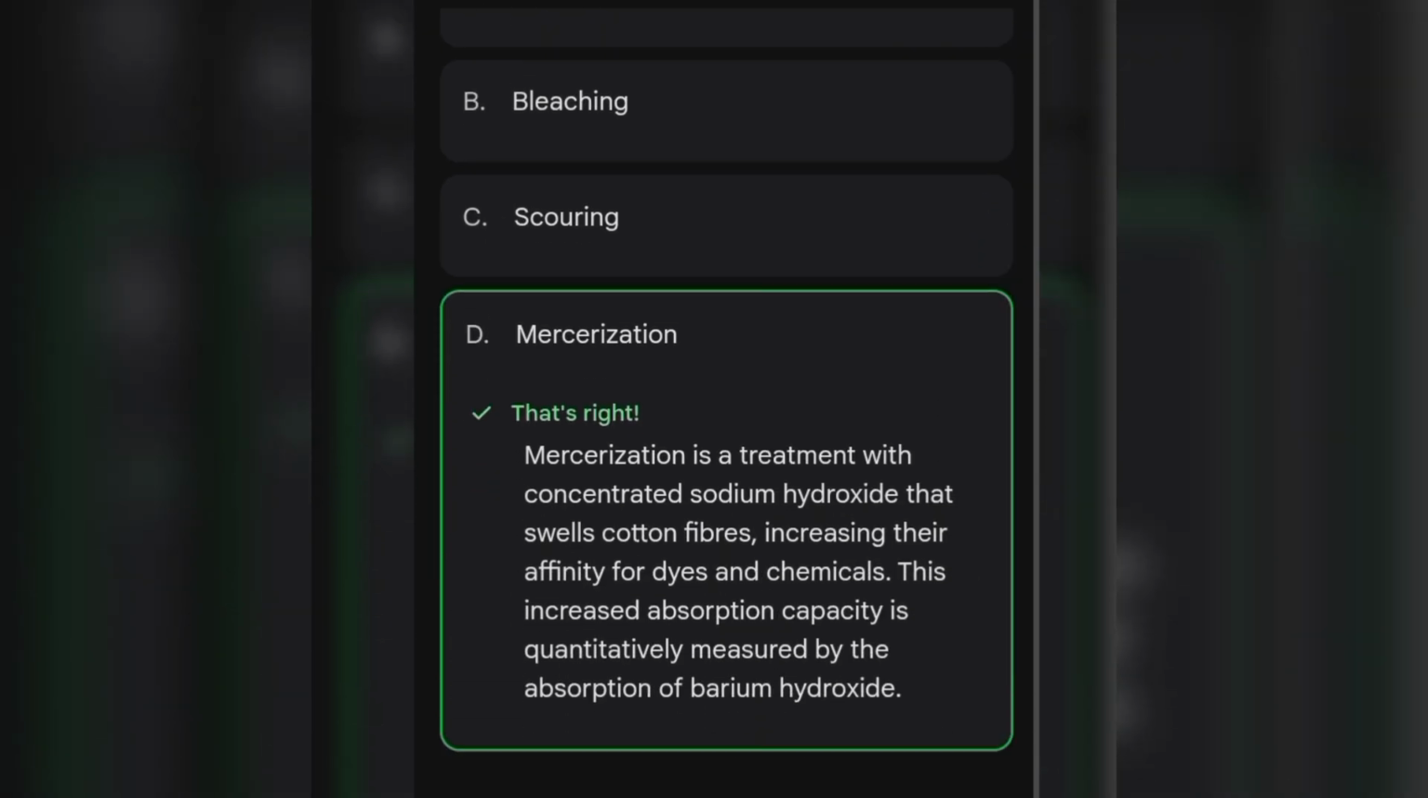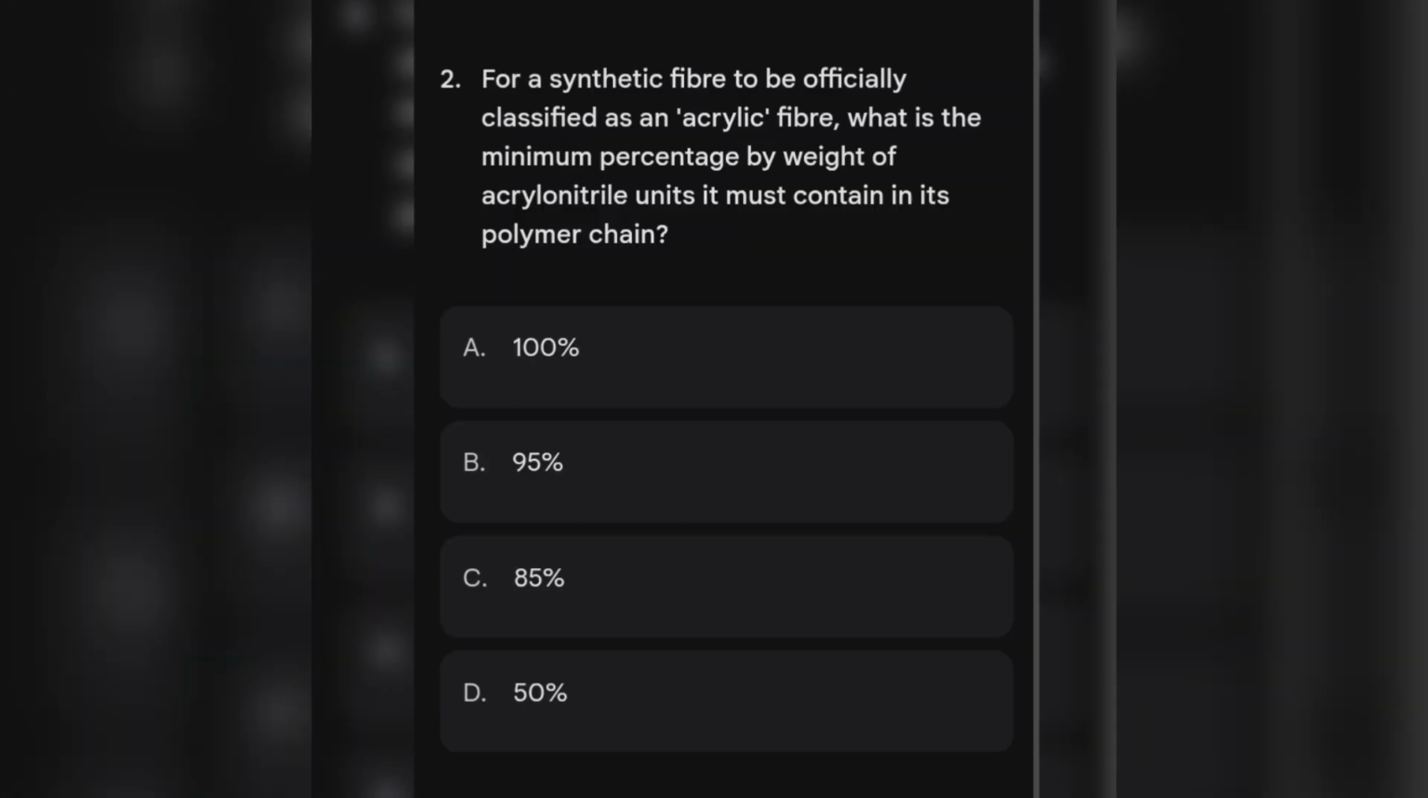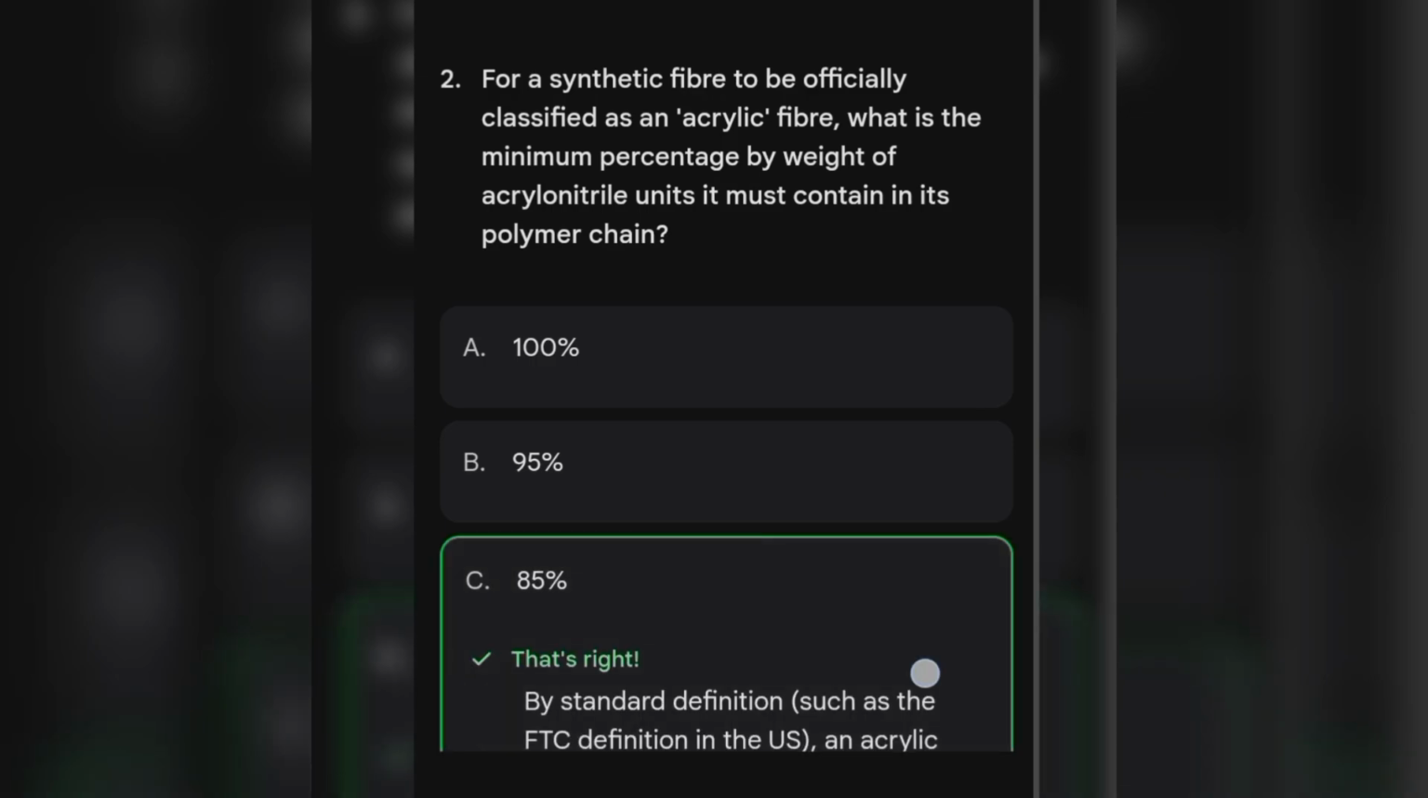Mercerization. And you can see here, a synthetic fiber to be officially classified as acrylic fibers, what is the minimum percentage by the weight of acrylonitrile unit it must contain in its polymer chain? It is also a theoretical question. It is around 85, 88, 82 to 80, means 85%.